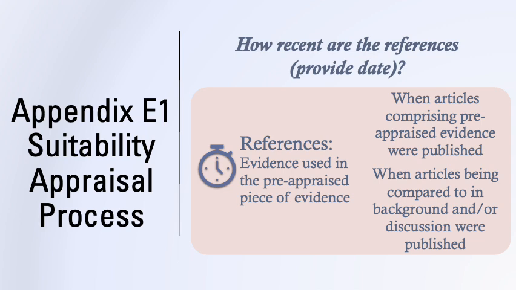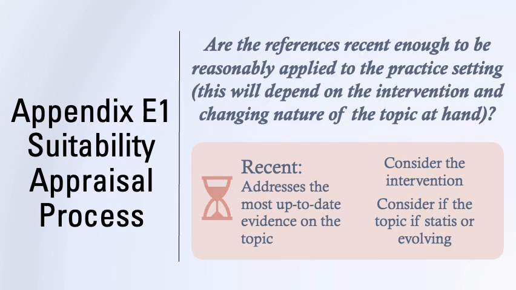I would encourage you to take separate notes for the different types of references. The articles that were appraised, what was their date range? And the articles used in the literature review or discussion section, what was their date range? Depending on how large it is, you may have year and number of articles or year span and number of articles. The sixth and final question asks, are references recent enough to be reasonably applied to your practice setting?